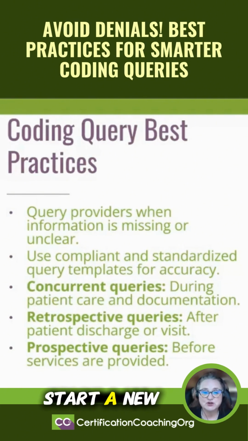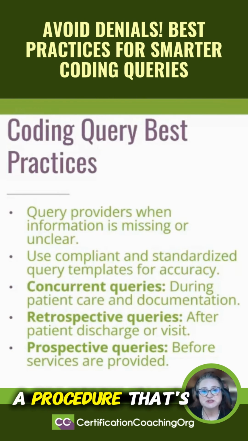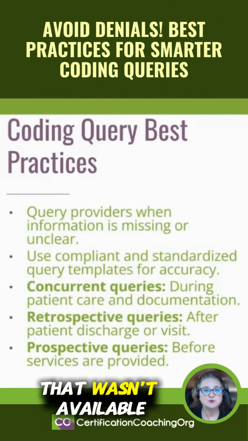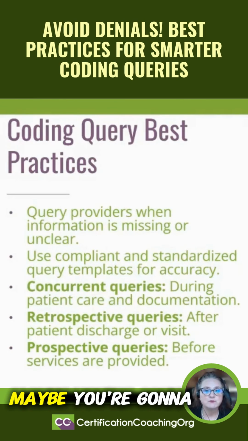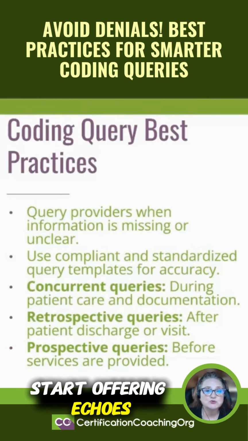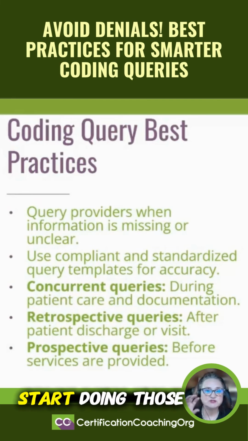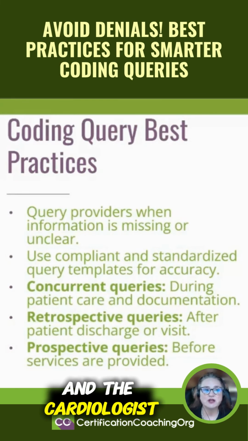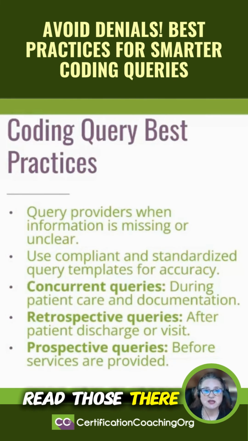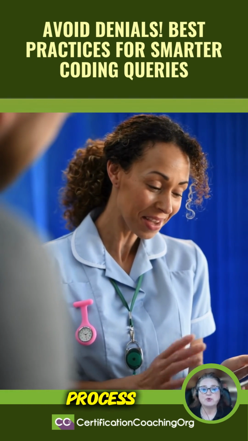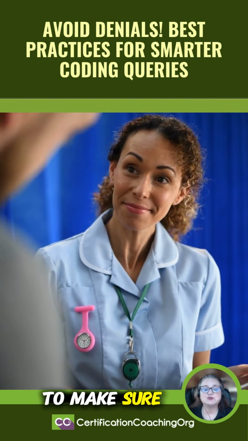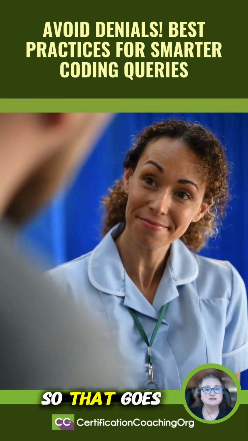So you're going to start a new procedure that's offered in your office that wasn't available before. Maybe you're going to start offering echoes, cardiac echoes, and you have a room set up. You've got your technician, the cardiologist is on board. They're ready to start doing those echoes, and the cardiologist is going to read those as well as send them off. And you need to have a process to make sure all the protocols and steps are in place so that it goes smoothly.